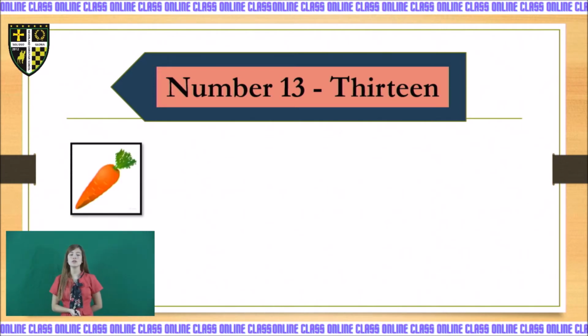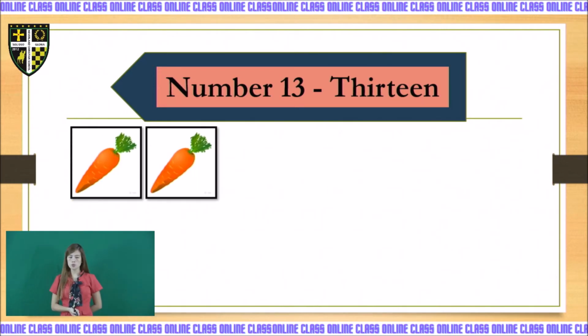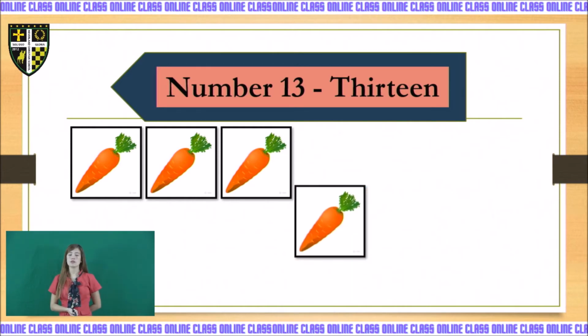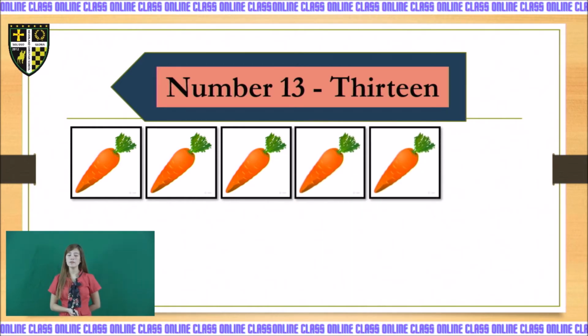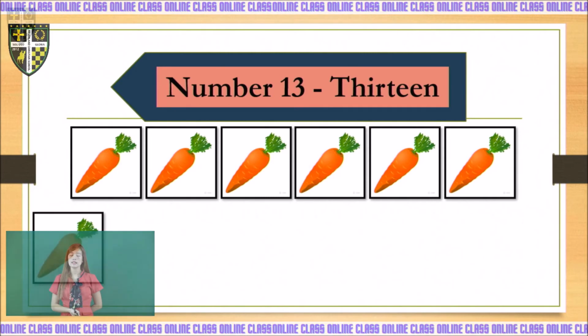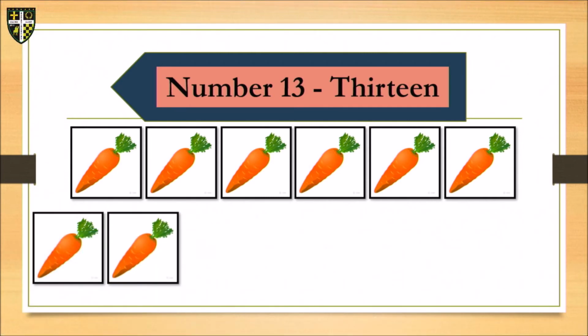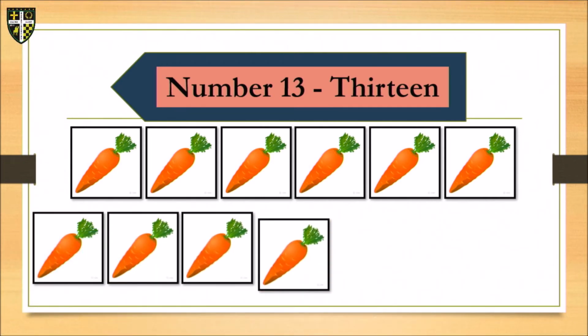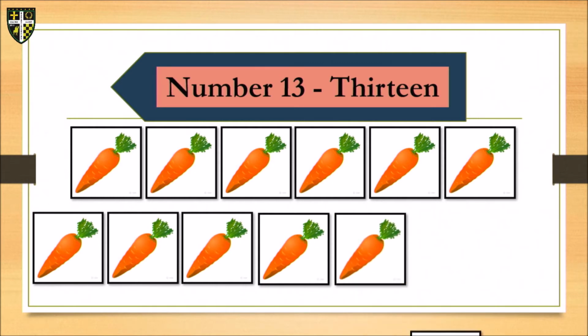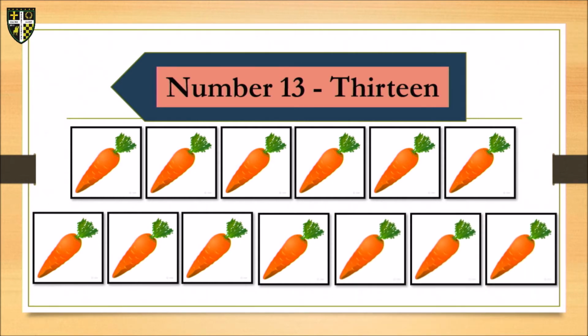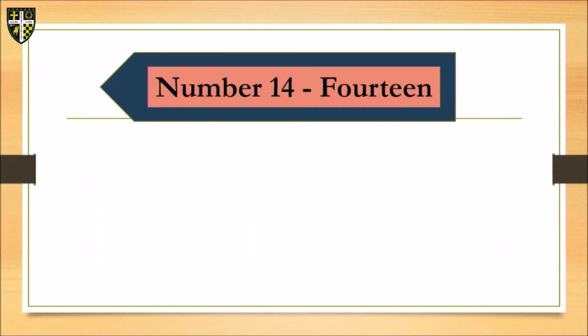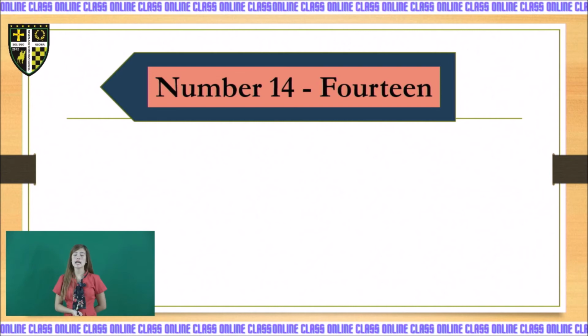Now let's count. 1, 2, 3, 4, 5, 6, 7, 8, 9, 10, 11, 12, 13. We have 13 carrots. Again, kids, we have 13 carrots. After number 13, we have number 14. That's the first one, that's the number symbol.